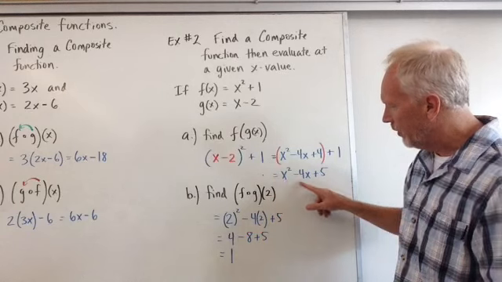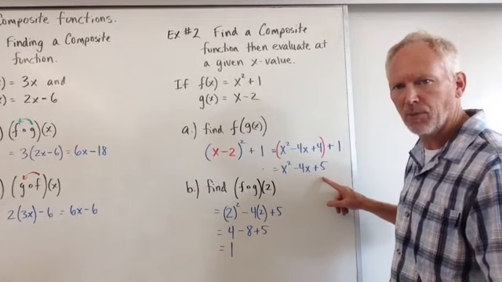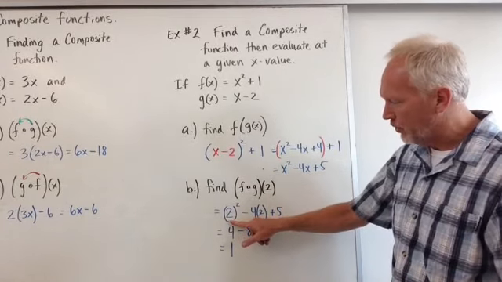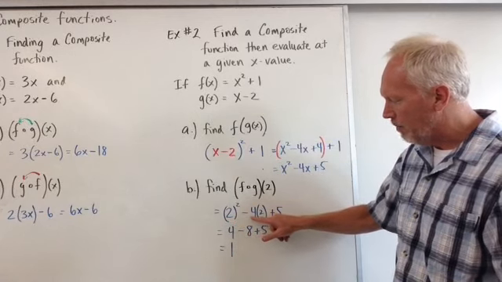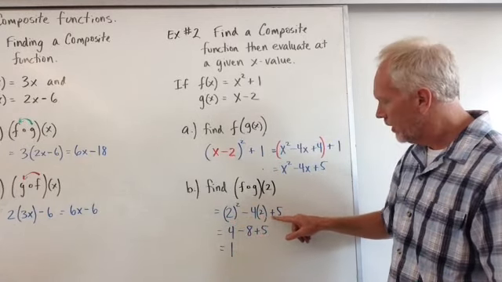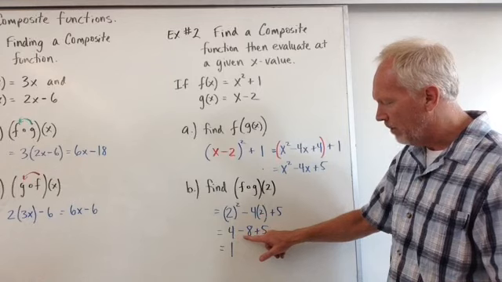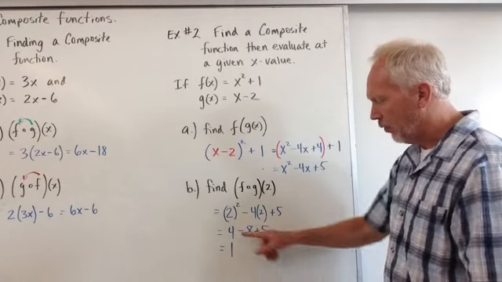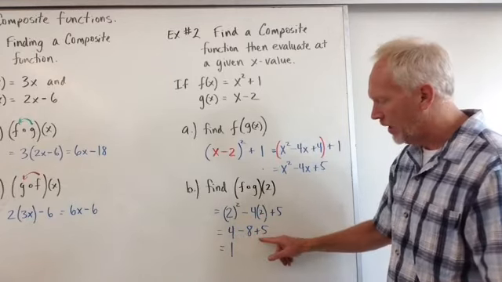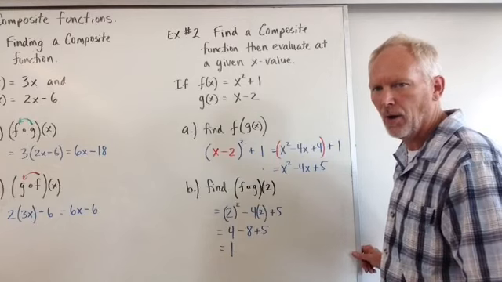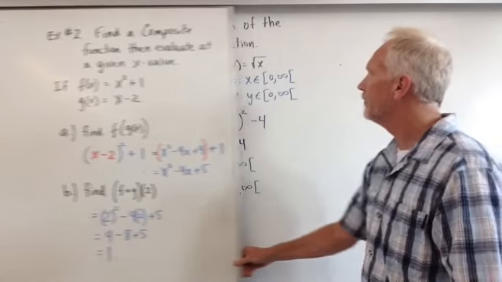We'll take what we have, x squared minus 4x plus 5. We'll put in a 2. That's 2 squared, minus 4 times 2, plus 5. We get 4 minus 8 plus 5. 4 minus 8 is negative 4. Negative 4 plus 5 is 1. So we've evaluated.